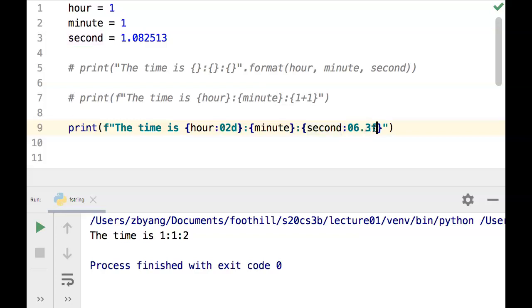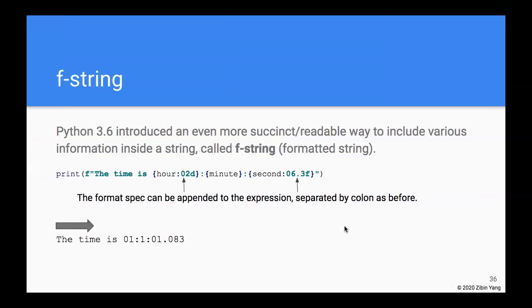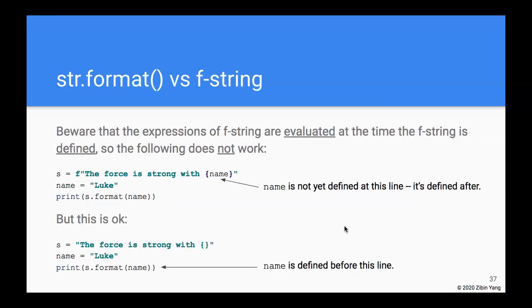We want to print it as a floating point with only 3 decimal places for an entire width of 6 characters. We can do exactly that after the colon, and if we run this, this would be the result, which is the same as when we used string.format before. All right, so this is what this slide says, and this is what this says.